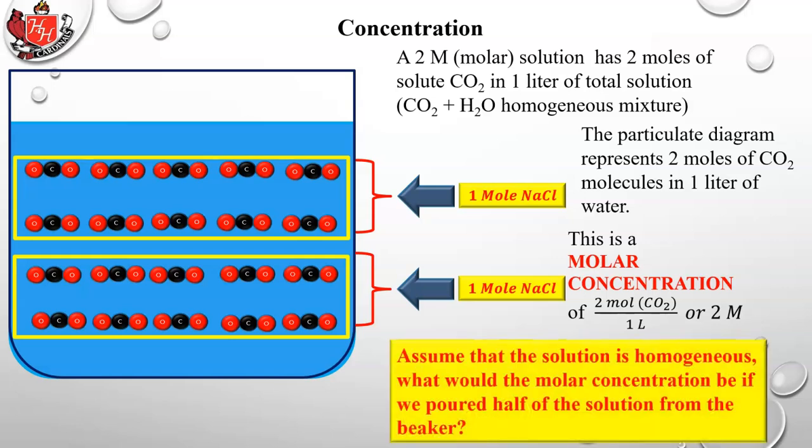So assume that the solution is homogeneous. What would be the molar concentration if we poured half of the solution from the beaker? So you have your pitcher of lemonade and you pour half of it out. What would be the new concentration?